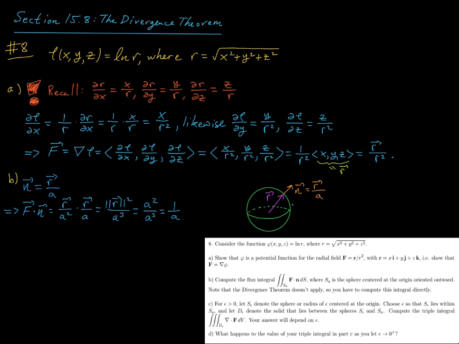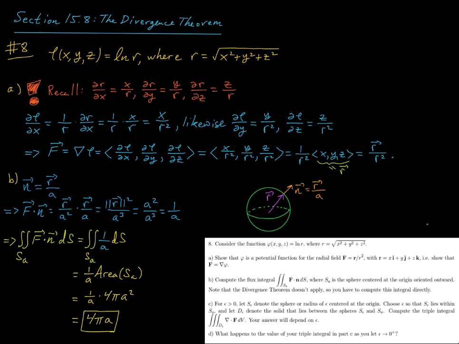The dot product of f with n is going to be r over r squared, and scalar r, again, is just the value a, the radius of the sphere. So r over a squared dotted with r over a is going to be the magnitude of r squared over a cubed. And that's just a squared over a cubed, which is 1 over a. And so the flux of the vector field over this sphere of radius a centered at the origin is simply the surface integral of this constant 1 over a. So this is 1 over a times the surface area of the sphere, that's 1 over a times 4 pi a squared, and that simplifies to 4 pi a.